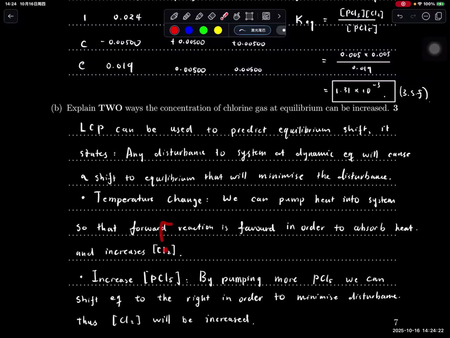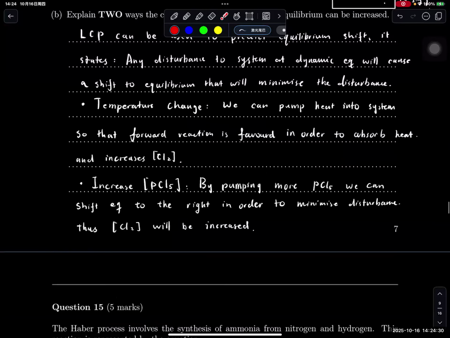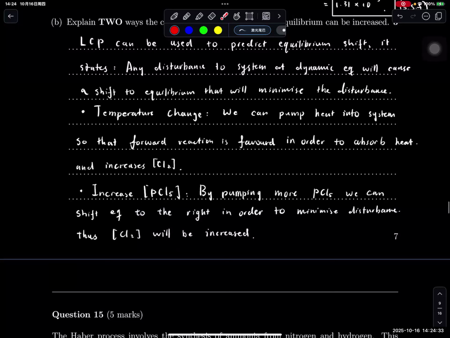Since I have already defined LCP above, I don't even need to mention it here, okay? And then the next way is to increase the concentration of your reactants, which is the PCl5, and that will cause the equilibrium to shift forward, therefore minimizing the increasing concentration of PCl5 as the initial disturbance, and still causing more chlorine gas to increase its concentration.